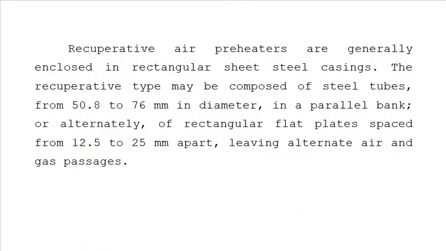Next would be the recuperative air preheaters, generally enclosed in rectangular sheet steel casings. The recuperative type may be composed of steel tubes from a diameter of 50.8 to 76 millimeters. So this is the standard diameter, in parallel bank, or alternately of rectangular flat plate spaced from 12.5 to 25 millimeters apart, leaving the alternate air and gas passages.